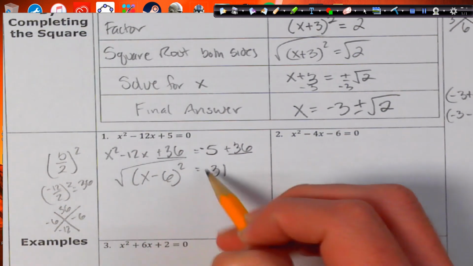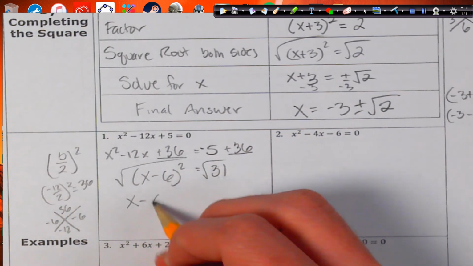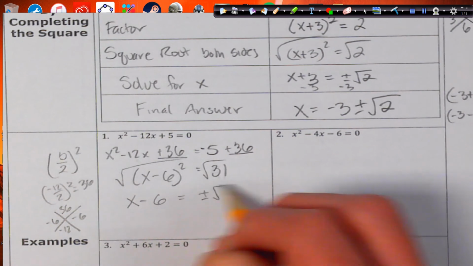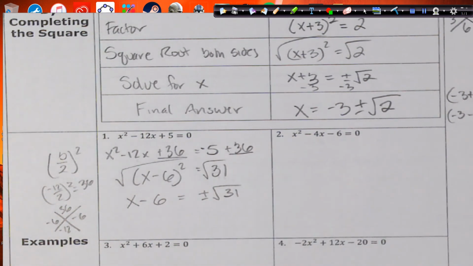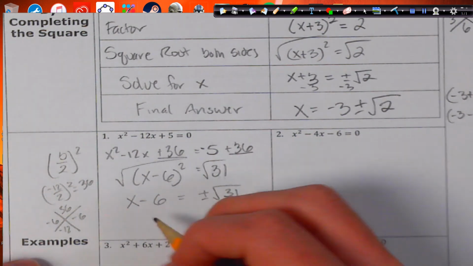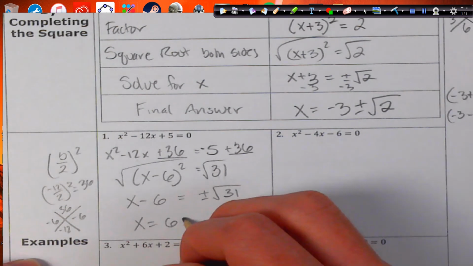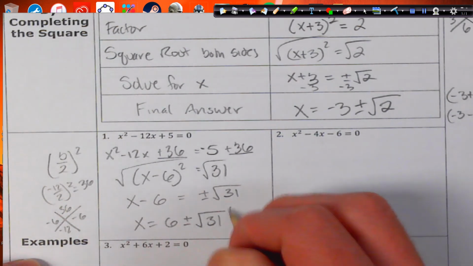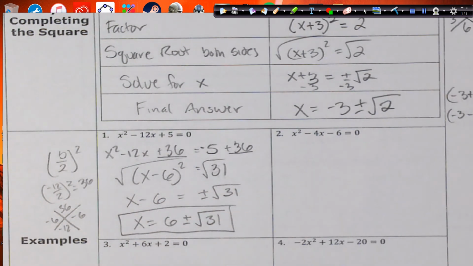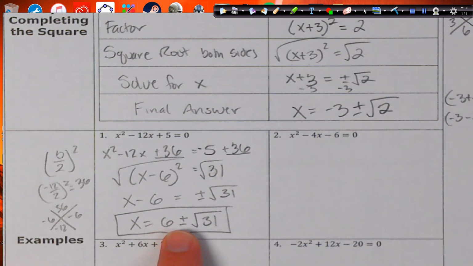Because then we take the square root of it, and we get x minus 6 equals plus or minus the square root of 31. Again, 31 is not a perfect square. And then we add 6 over, and we get x equals 6 plus or minus square root of 31. This is actually 2 answers, not 1.